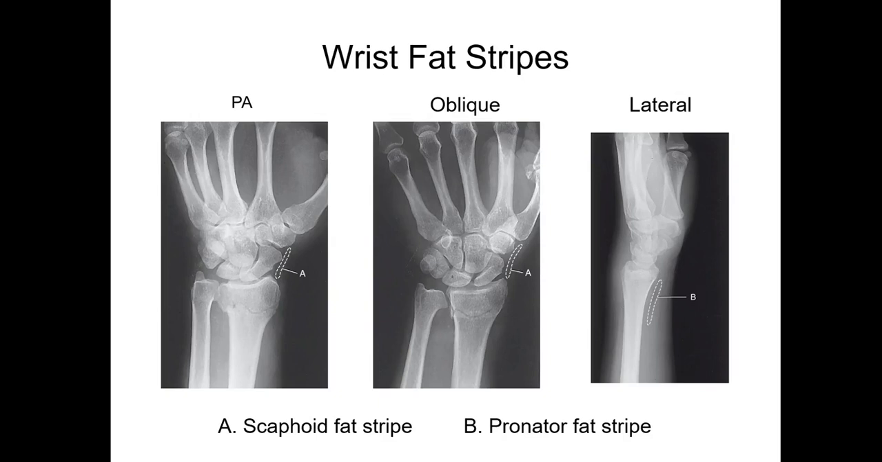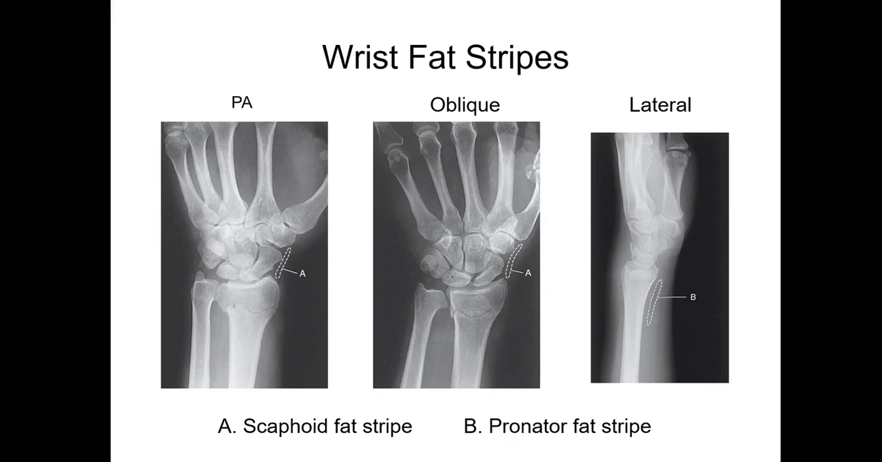So this lecture will discuss the importance of wrist fat pads, and then in the next unit, we'll discuss the fat pads in the elbow. So let's get started. First, when I use the term fat pad, that is interchangeable with fat stripe. Clinically, you'll hear the term fat pad more commonly, so that's why I use that term.